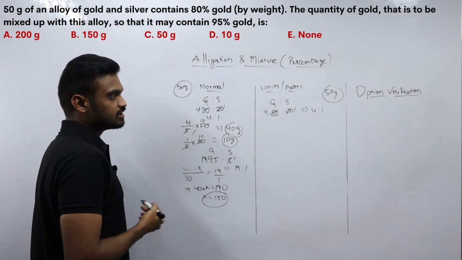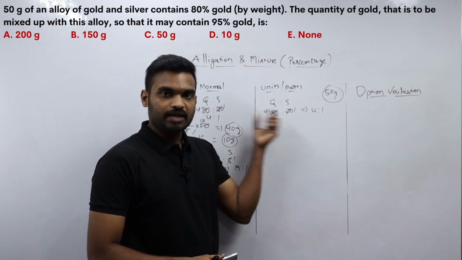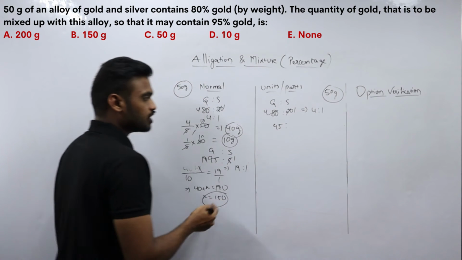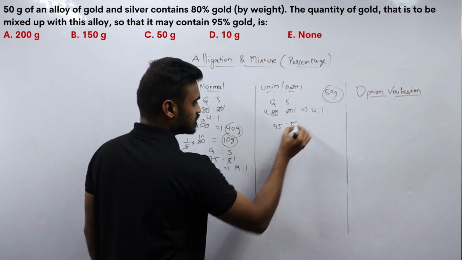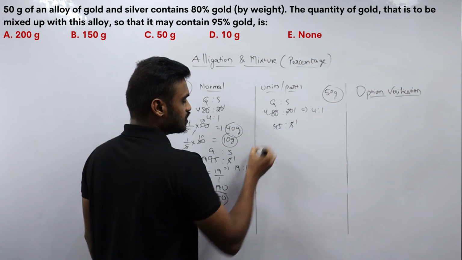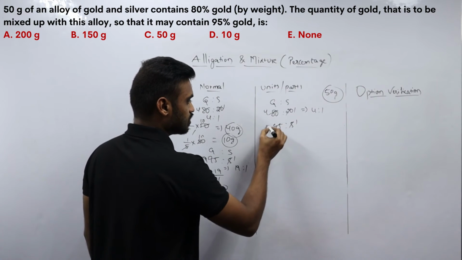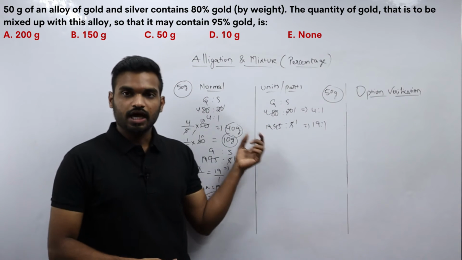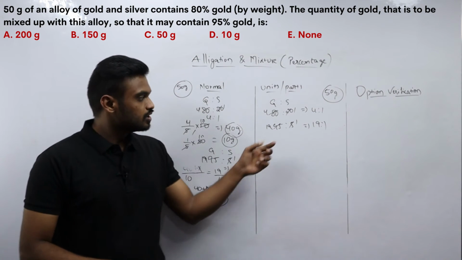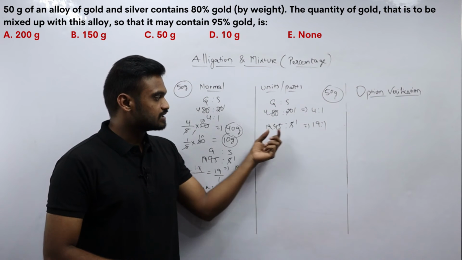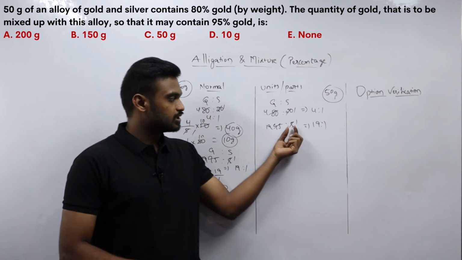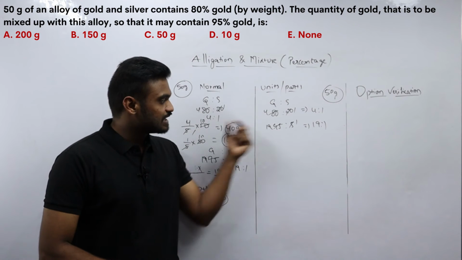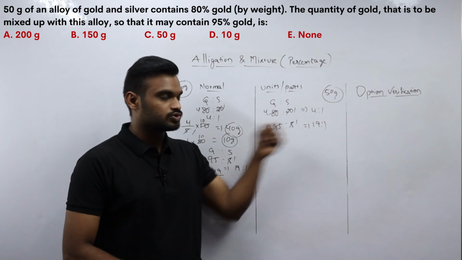Now they are saying that after adding some grams of gold, the final mixture becomes 95% gold. What is the percent remaining? That is 5%. So 5% is silver and 95% is gold. If I cancel this, 5 ones are 5, 5 nineteens are 95, so I will get 19:1.